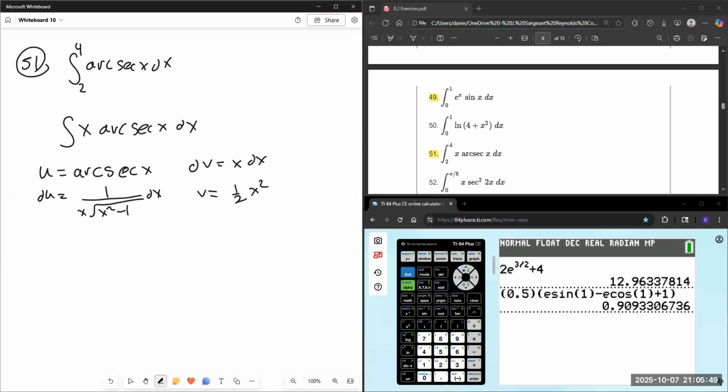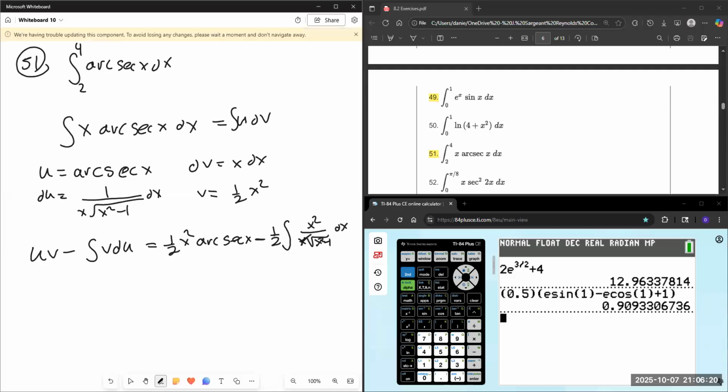So this is integral u dv. So this is going to be uv minus integral v du, which is equal to 1/2 x squared arc secant of x minus integral of 1/2 x squared over x root x squared minus 1 dx, and the x's cancel.